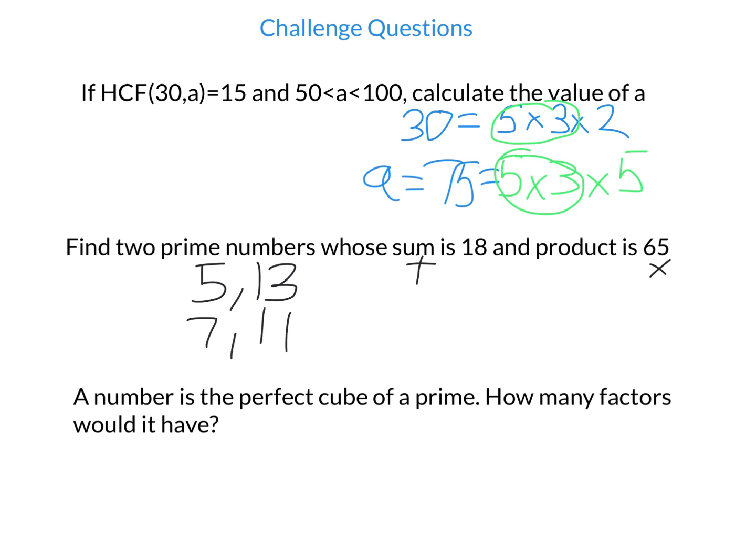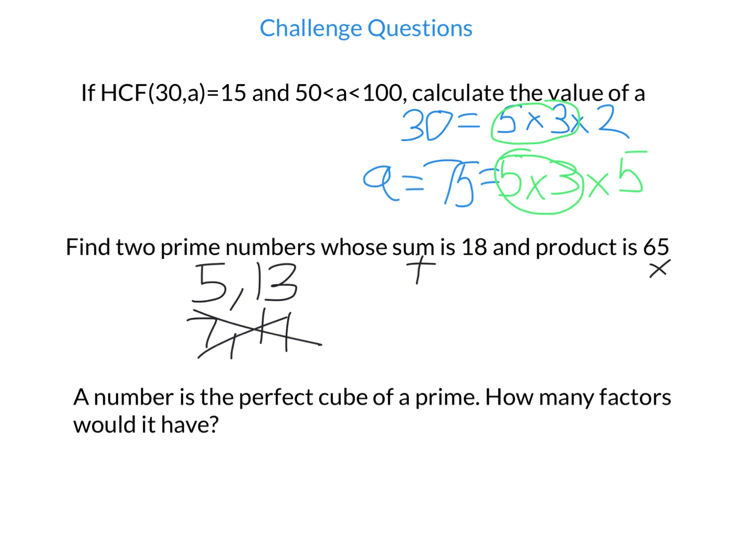So which of these pairs is the answer? Well, we want them to multiply to 65. 7 times 11 is 77, not 65, so we can exclude that. The numbers are 5 and 13. 5 is prime, 13 is prime. The two numbers add to 18 and multiply to 65.